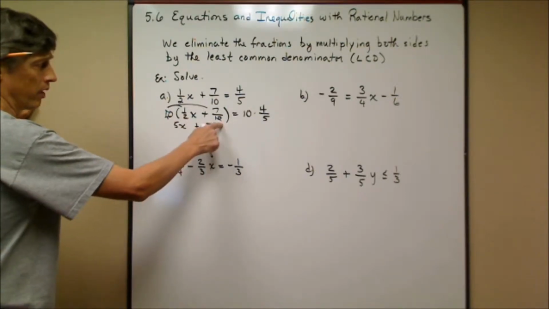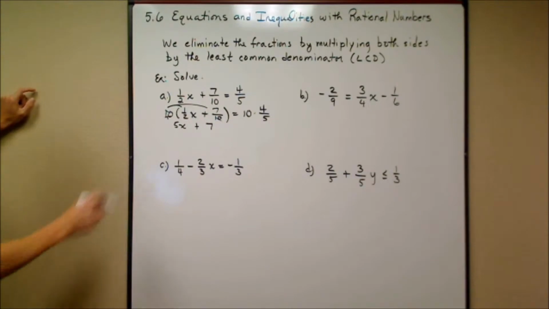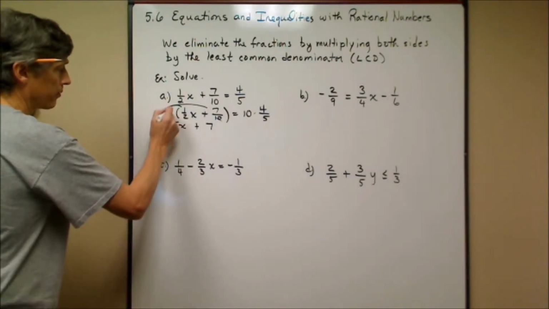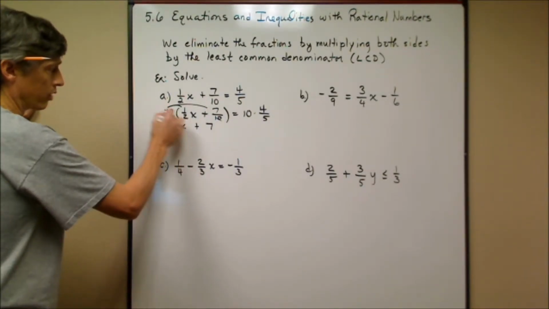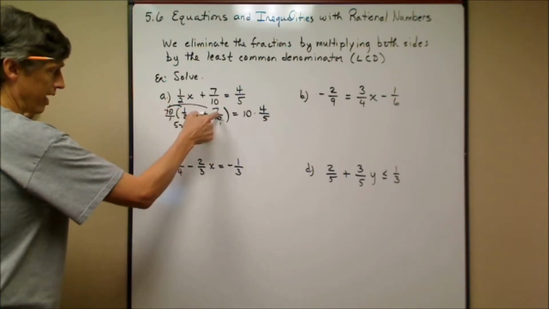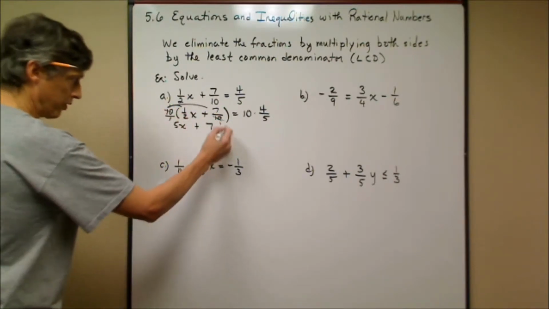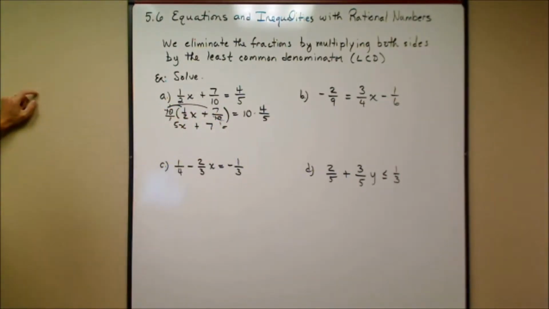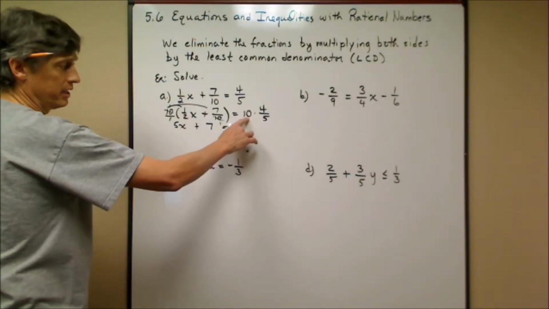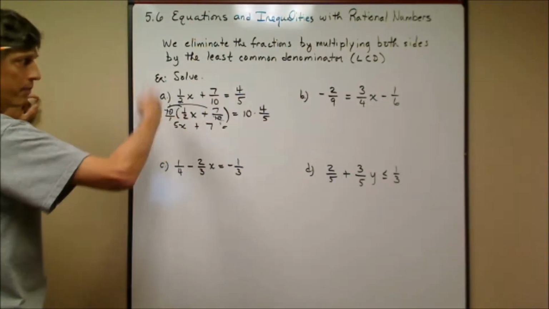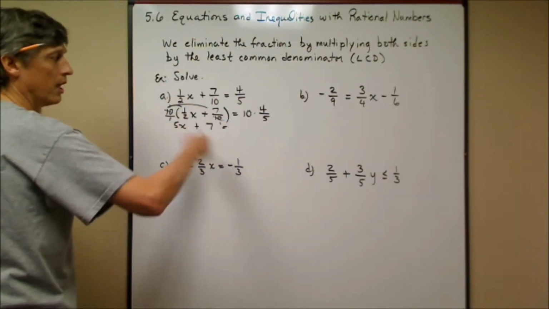But this is the tricky one. 7/10 times 10. Let me write this again. I put it over 1, I cross cancel the 10s, and I just get 7 over 1. That's where the 7 came from. Now I'm going to do something very similar on the right side, but I'm going to show you a trick. When you're multiplying a whole number times a fraction, if the denominator of the fraction divides into the whole number, and it will every time because we're using the LCD, I'll show you a little trick.